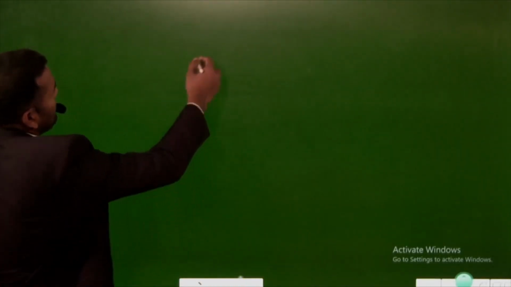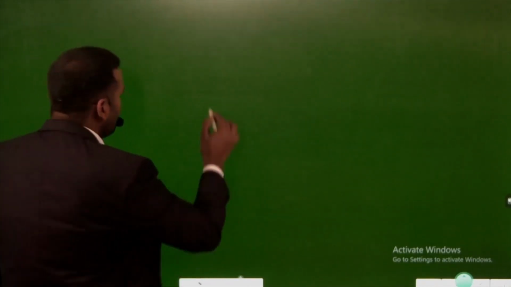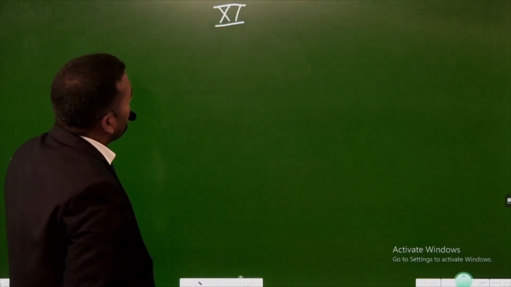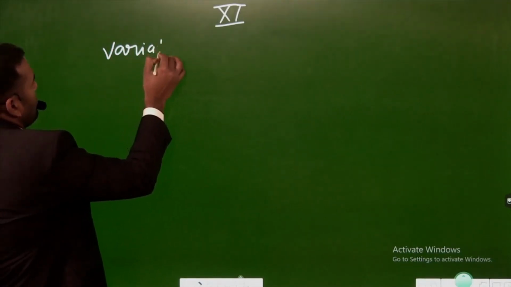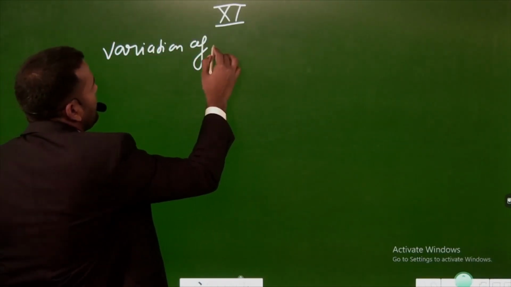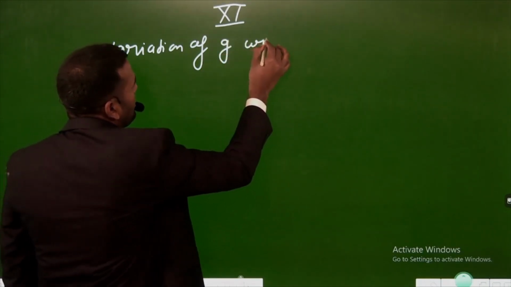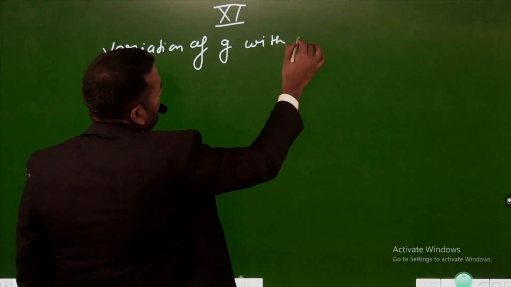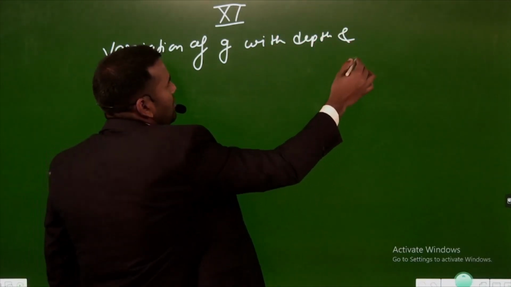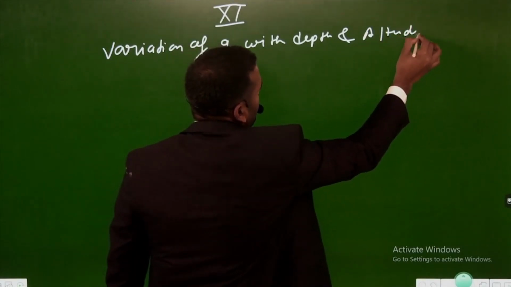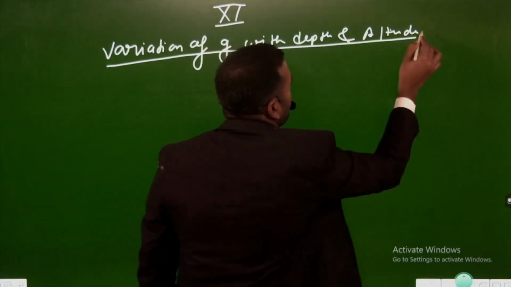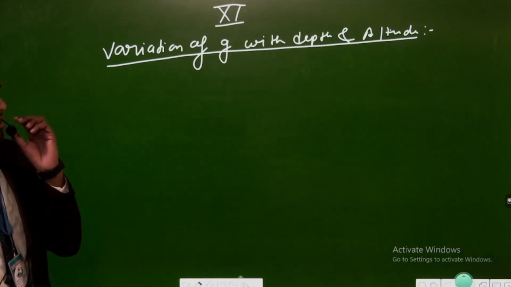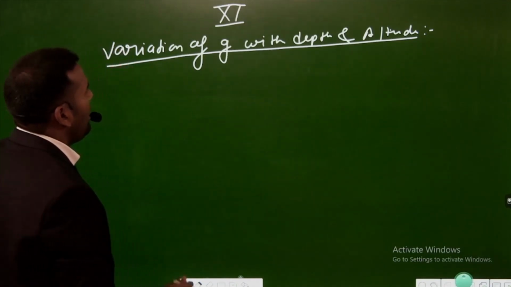Students, today my topic is for class 11th. The topic is variation of gravity with altitude and depth. Variation of gravity, meaning small g, with depth and altitude. Now we start the topic variation of g with depth and altitude.